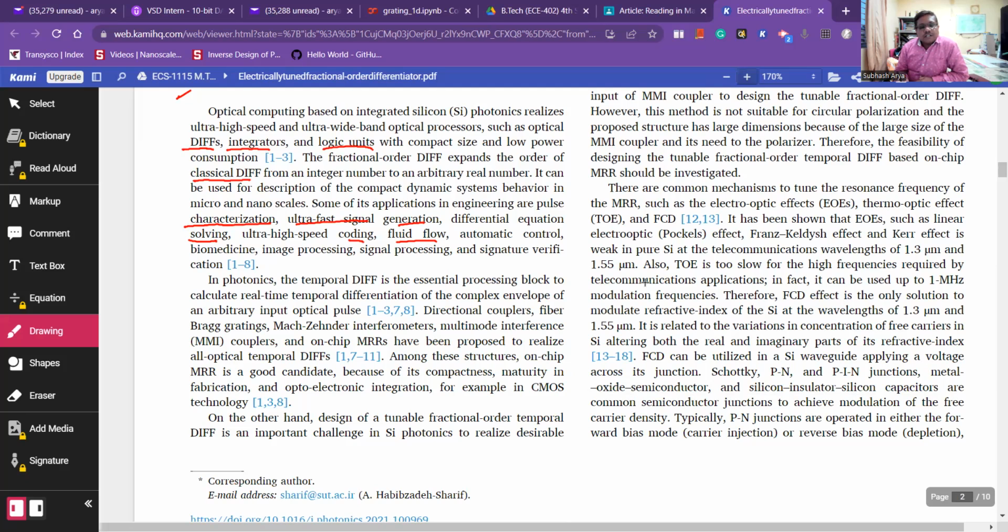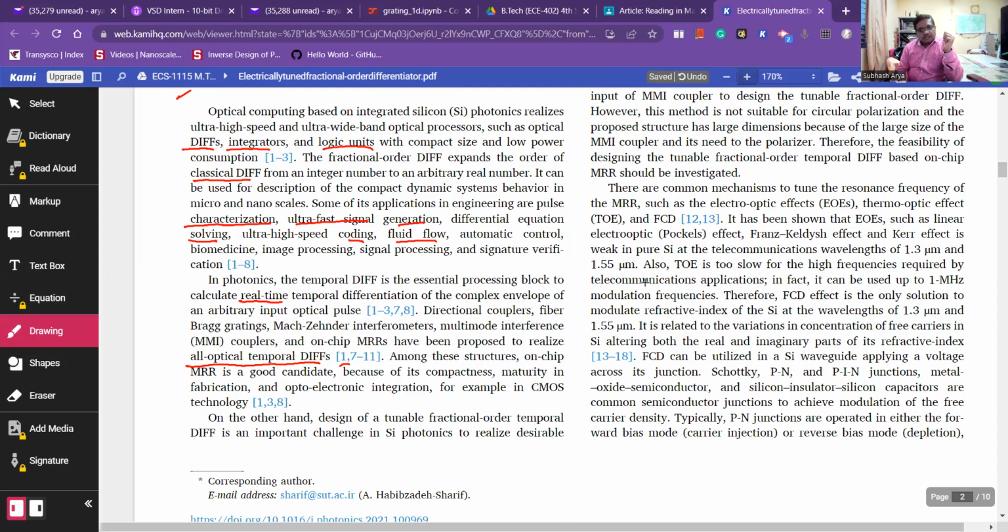In photonics, the temporal differentiator is the essential processing block to calculate real-time temporal differentiation of the complex envelope of an arbitrary input optical pulse. Directional coupler, fiber Bragg gratings, Mach-Zehnder interferometers, multimode interferometer couplers, and on-chip micro-ring resonators have been proposed to realize all optical temporal differentiators. References 1, 7 to 11.